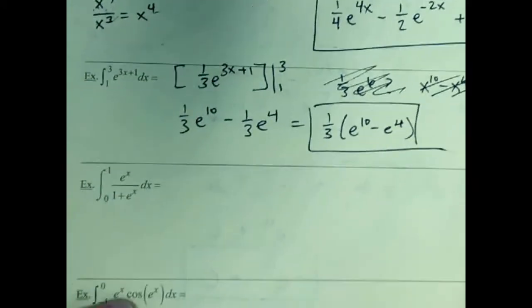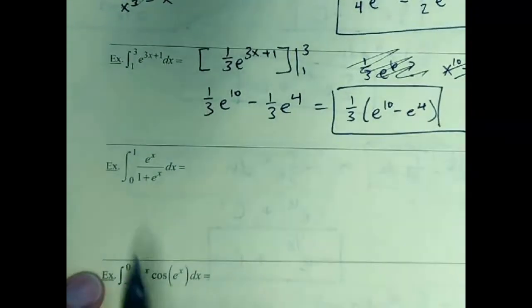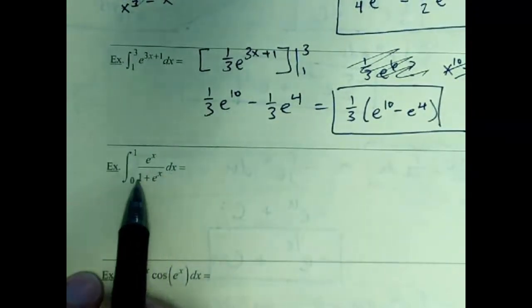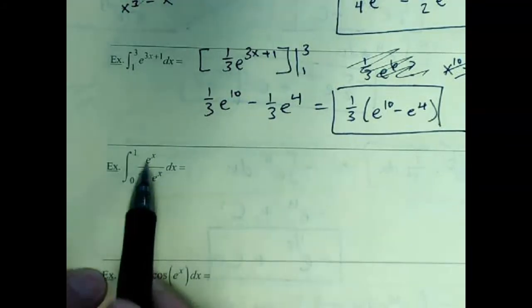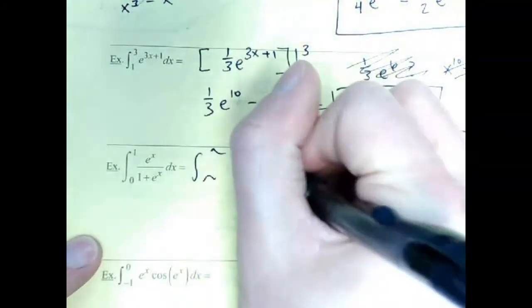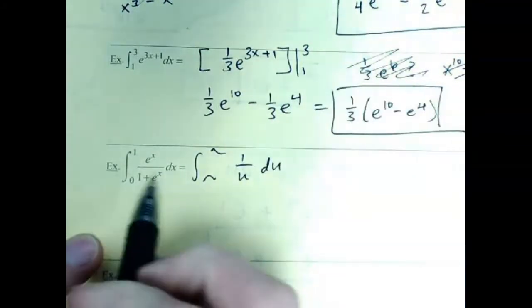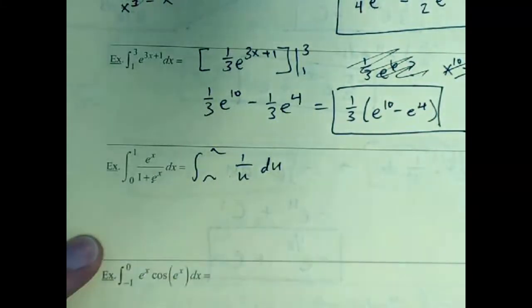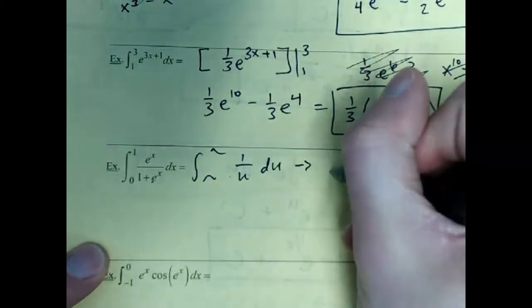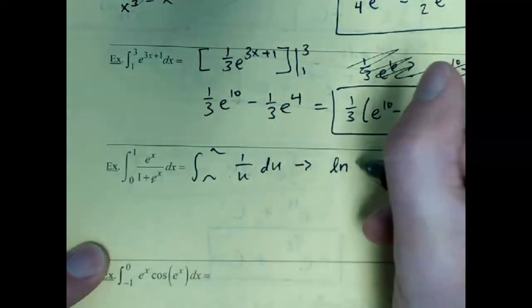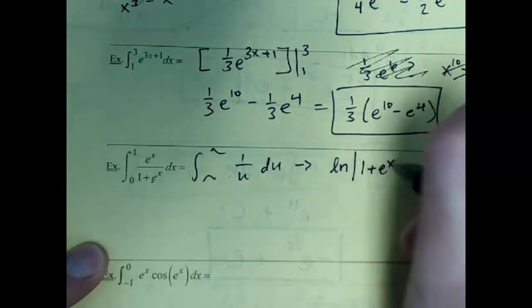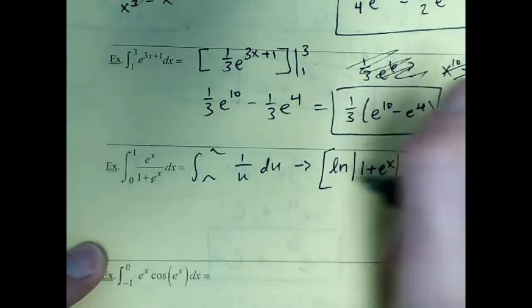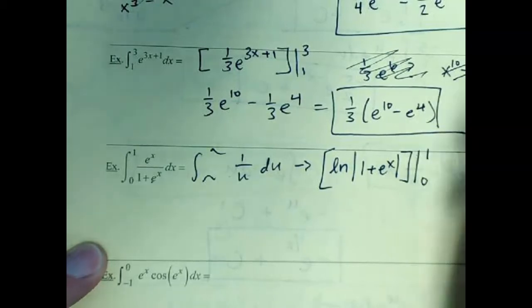All right, the next one, we would do the U substitution. Here's the U. The derivative of it matches perfectly, right? So I can see it's just 1/u du, right? Here's the u. It matches perfectly, so I don't need to kick out anything. So it's going to integrate, and it's going to be ln of u. It's going to be ln of 1 plus e to the x. And then, because this is a definite integral, I have to evaluate.